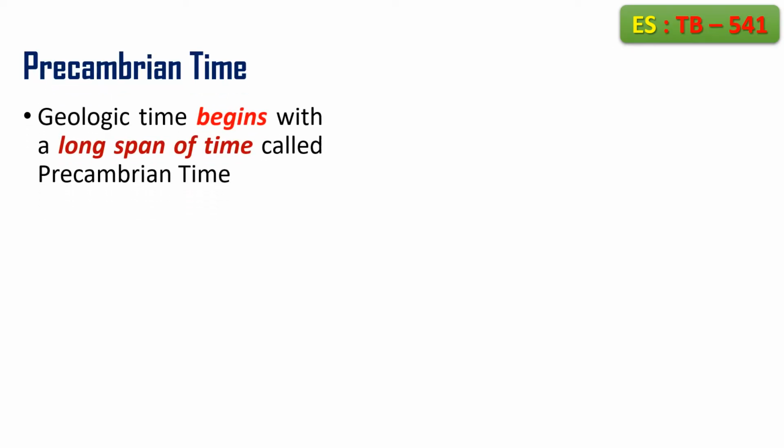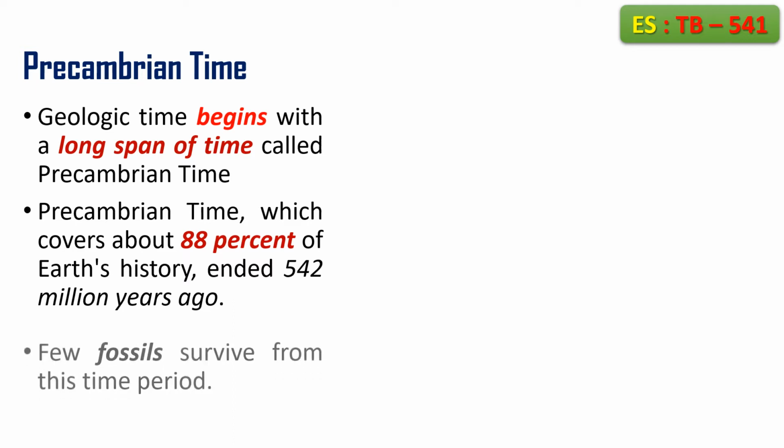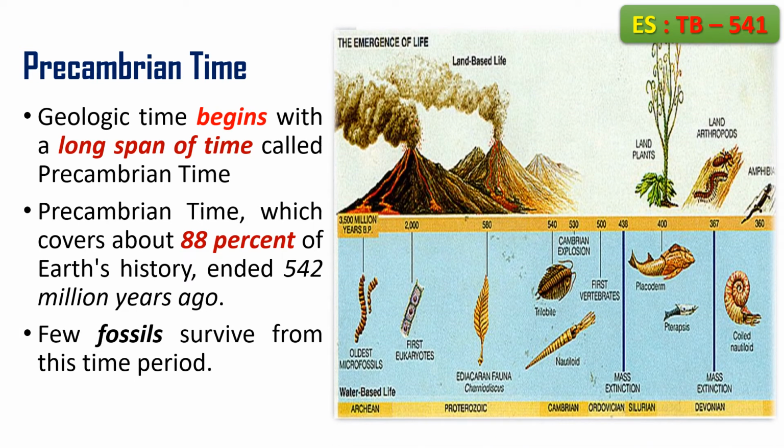Precambrian time. Geologic time begins with a long span of time called Precambrian time. Precambrian time, which covers about 88% of Earth's history, ended 542 million years ago. Few fossils survive from this time period. Look at the diagram. You can see Precambrian time, and the organisms that lived in that time.